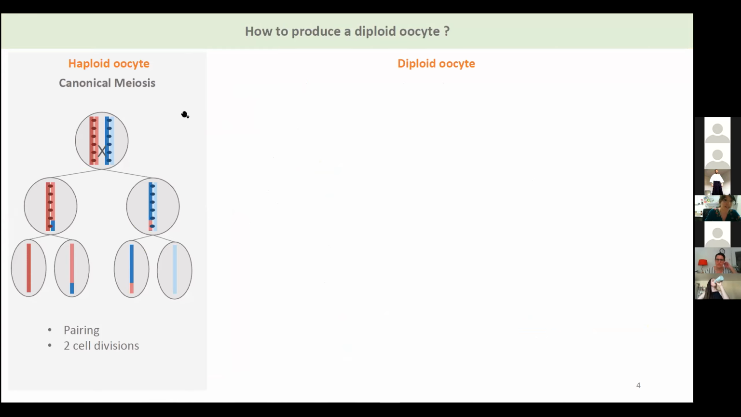As Tanya very well explained, in my representation, homologs are represented in red or in blue, and sister chromatids in shades of the same color. After replication, homologs pair and recombination occurs. During the first stage of meiosis, homologs segregate from each other. Then in the second round of cell division, sister chromatids are separated, leading to the formation of a haploid oocyte. So how can we produce a diploid oocyte? In the literature, there are many hypotheses on how we can produce such a type of oocyte, and three can be applied to this system.